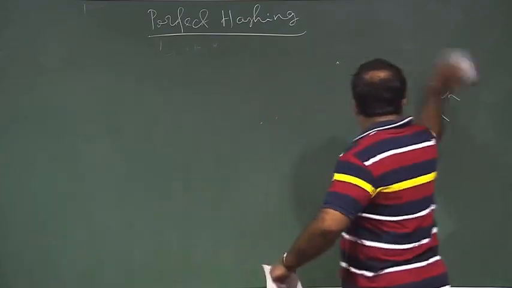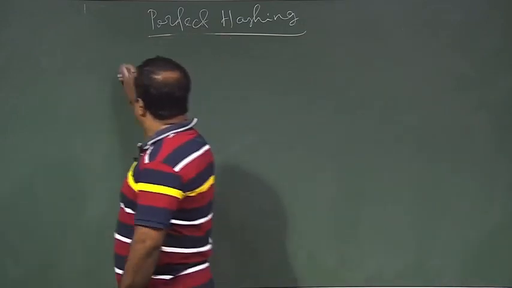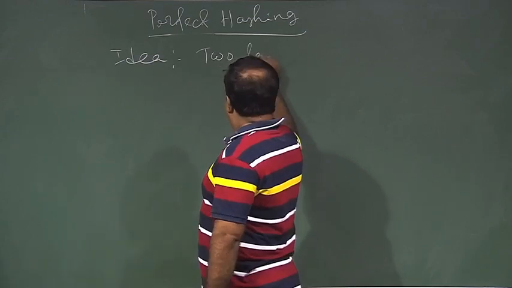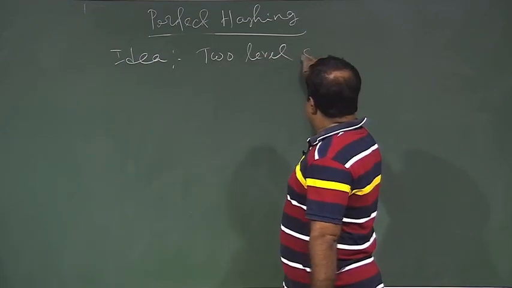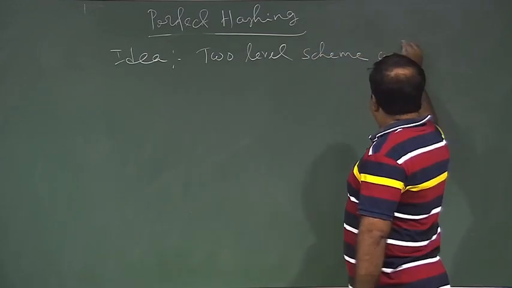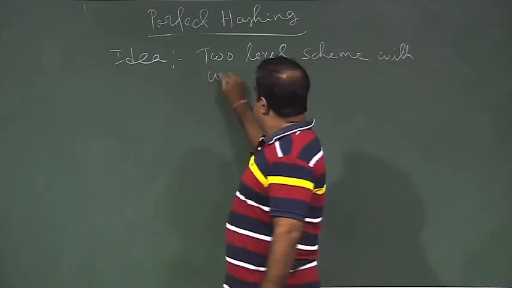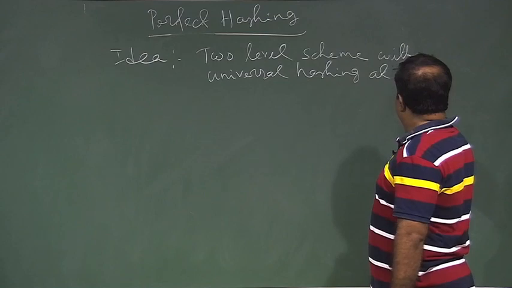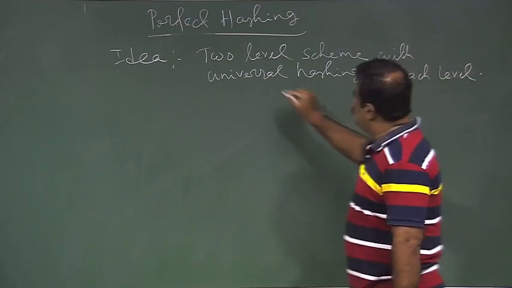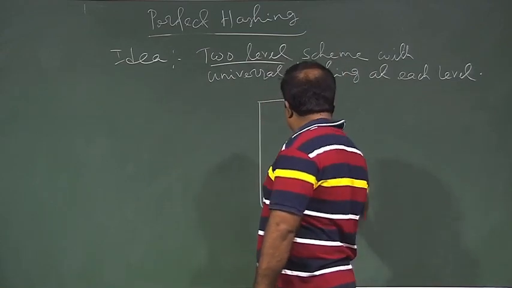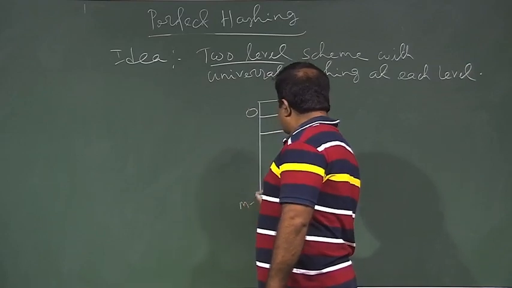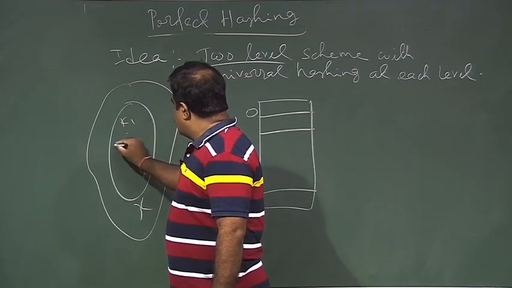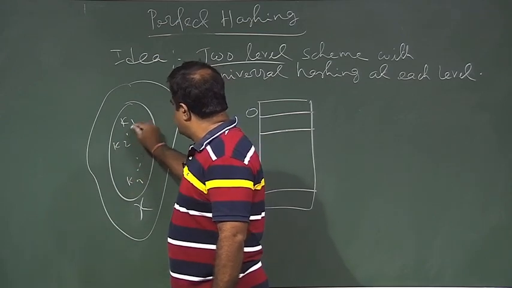Okay. So this will be done using a two level hash table. So the idea is a two level hash function with universal hashing at each level. So we have basically two level hashing. So what is the idea? We have a hash table 0 to m, where m is of size n, and we are given our key set, which is basically k1, k2 up to kn. We have n keys.